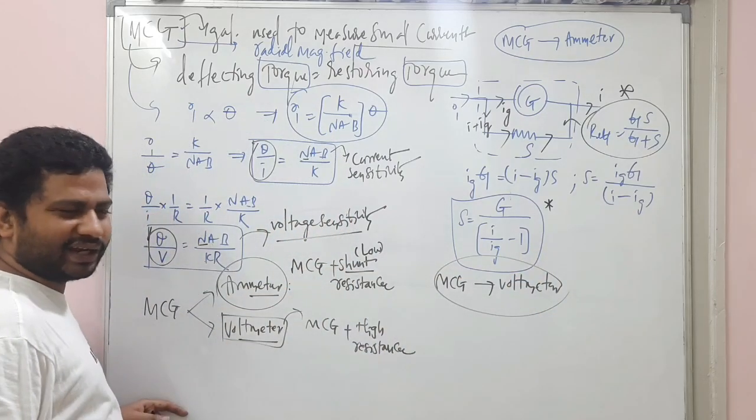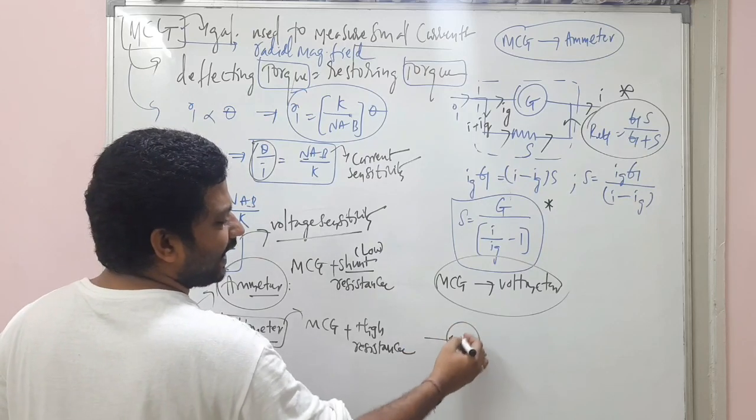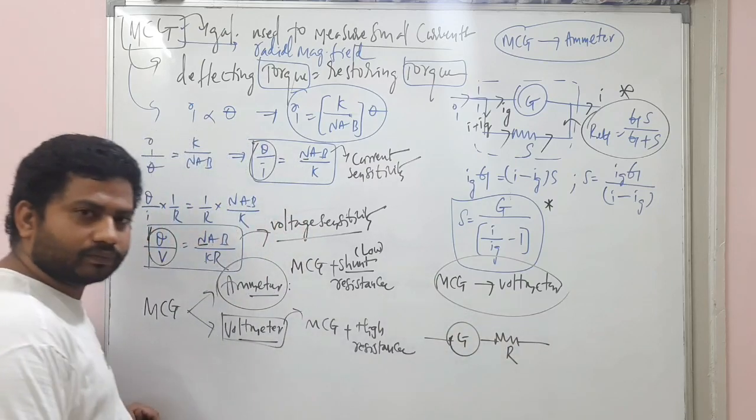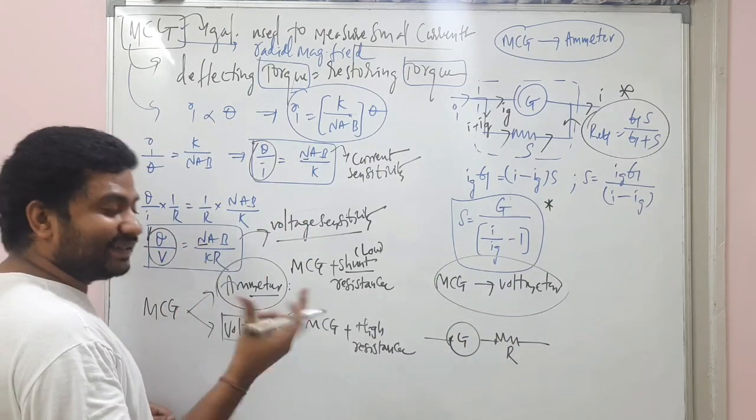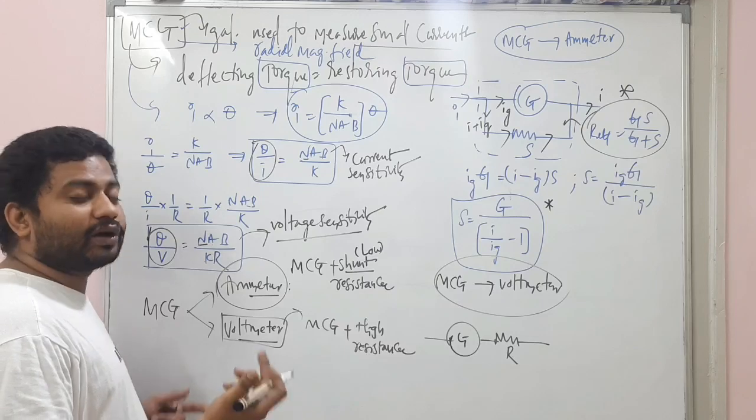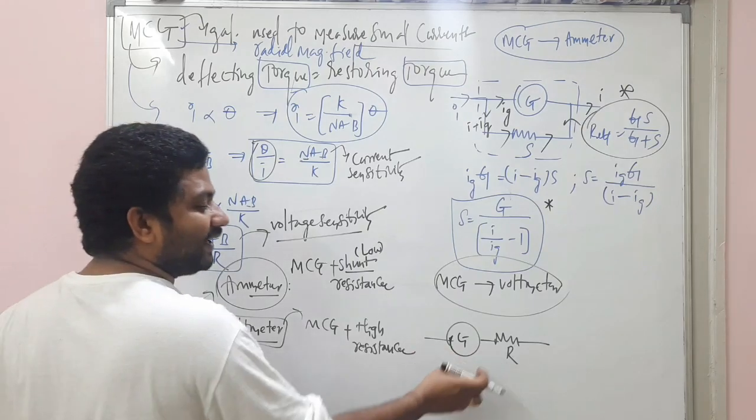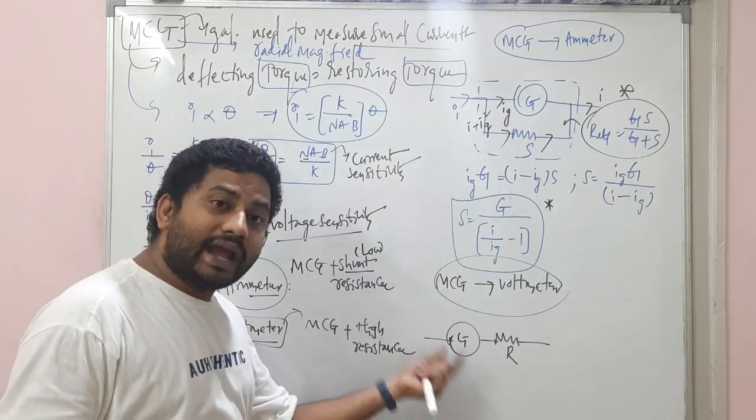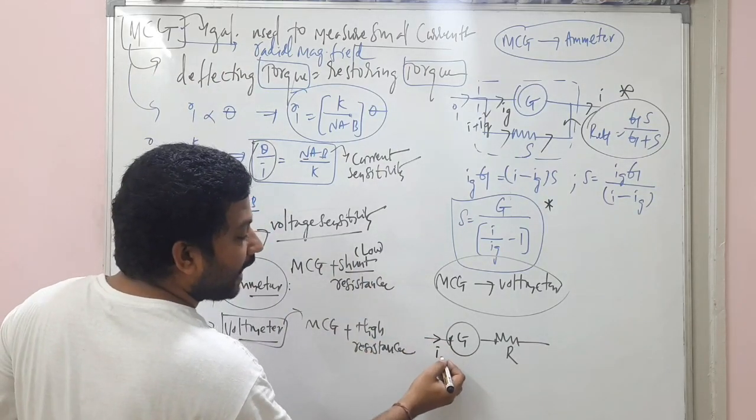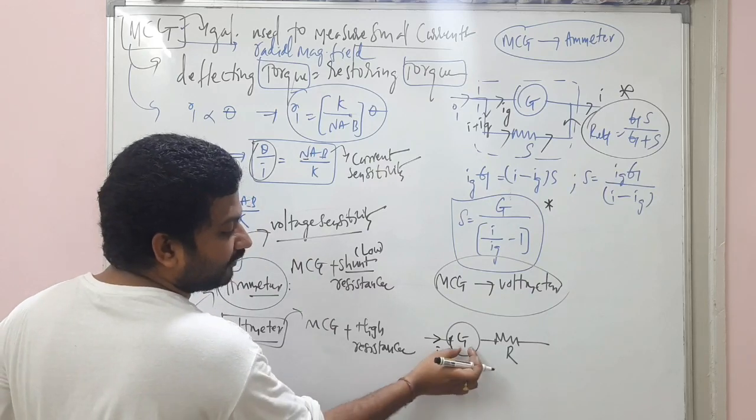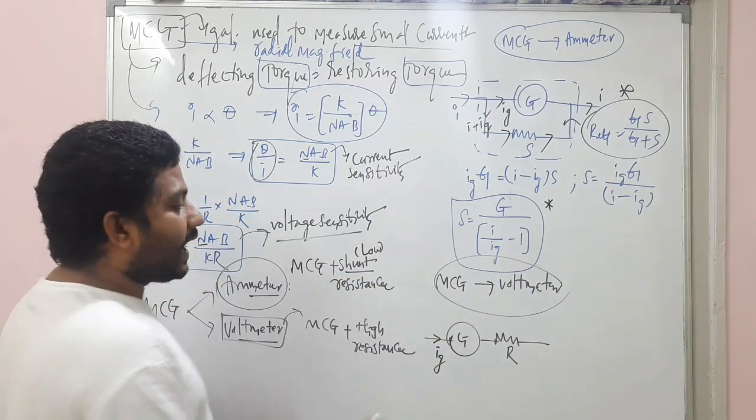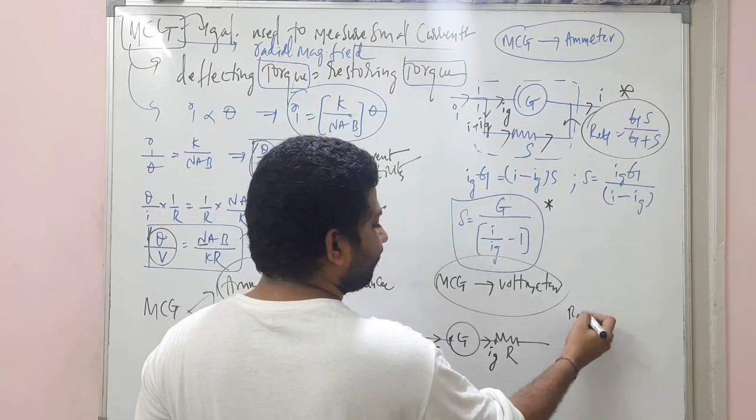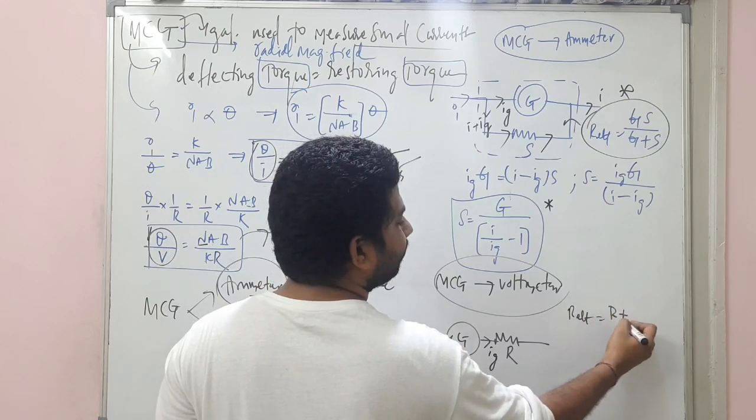How simple it is, look at this. There is a galvanometer and there is a high resistance R. Both are connected like this in series, because when you connect in series, the resistance will be high and less current will flow through it. And even that less current is I suffix G, which is responsible for the full scale of the galvanometer. In this case, effective resistance is R plus G.